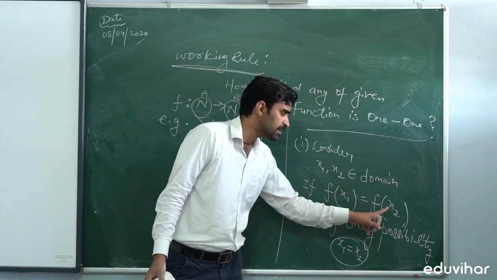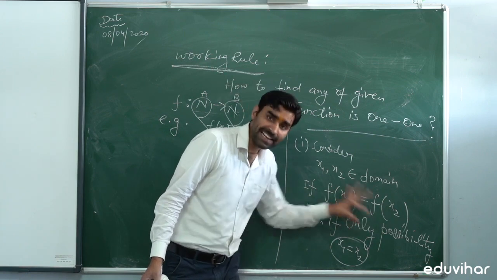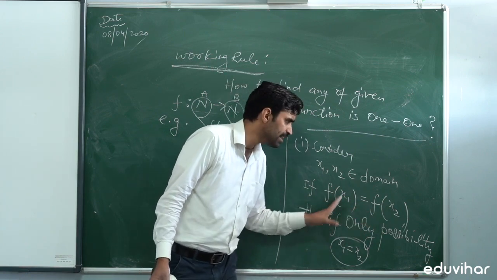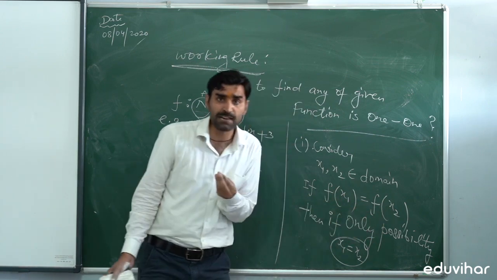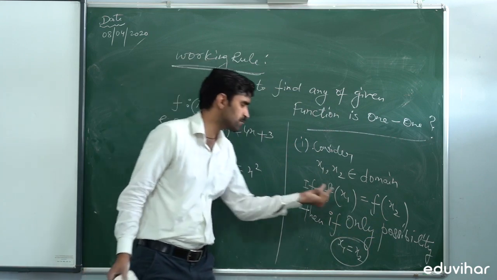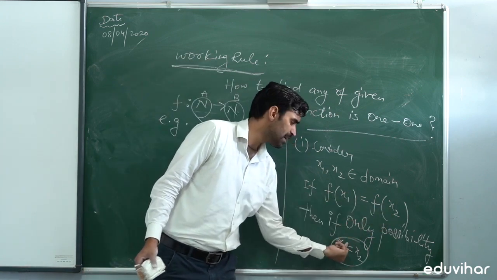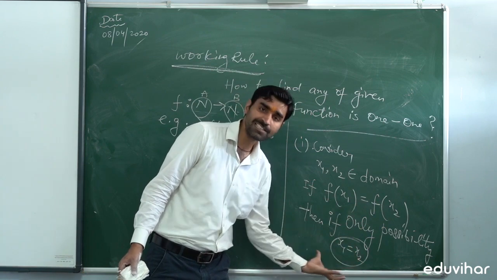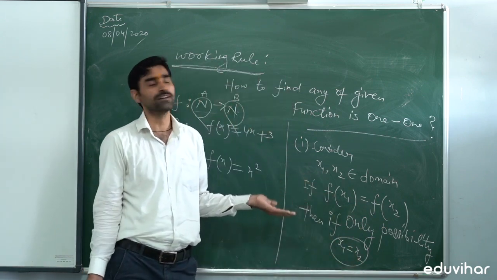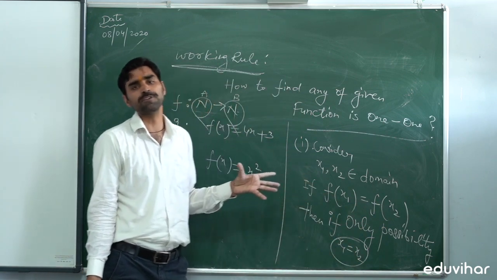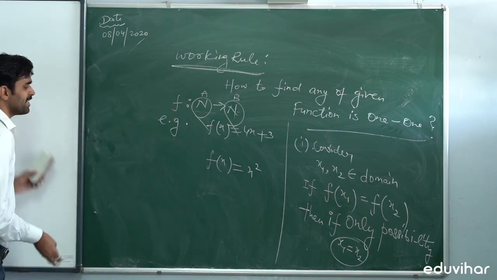If we have the value of the function at x equal to x1 and the value of the function at x equal to x2, let's take these. If f(x1) equal to f(x2) and we have the only possibility as x1 equal to x2, these two elements are equal only. If this is so, then this type of function must be a one-one function. We are considering an example.